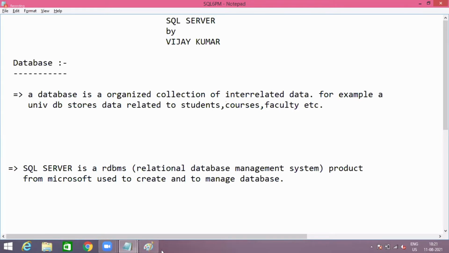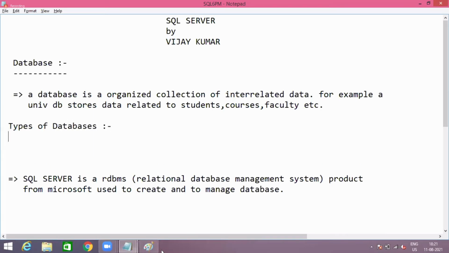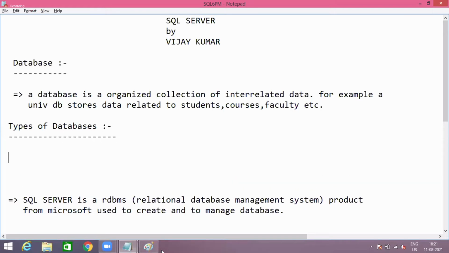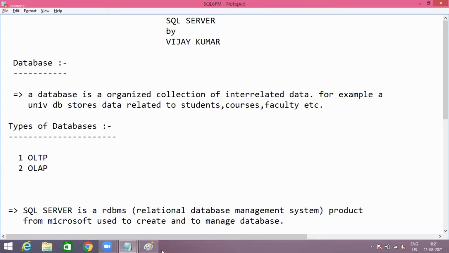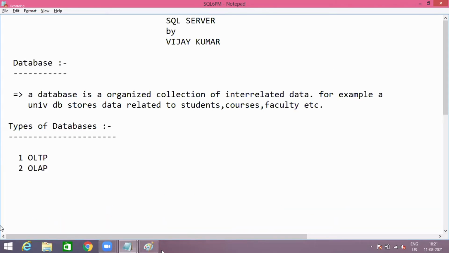One thing is, earlier companies used only one database, but nowadays every company uses two databases. What are the types of databases? Databases are mainly two types. One is called OLTP, another one is called OLAP. So there are two types of databases, OLTP and OLAP.